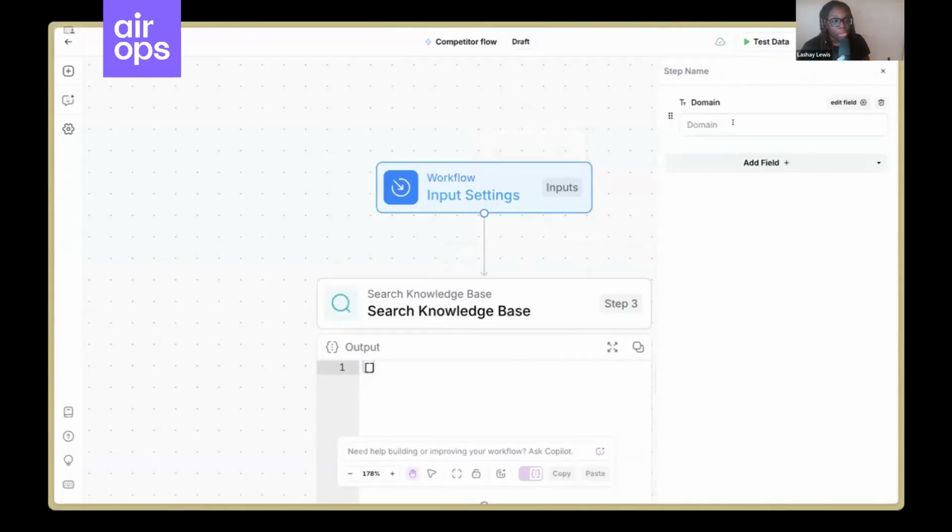So you put in a target domain. This would be the domain of one of your competitors. Ideally, a direct competitor, meaning they sit in the same category. You have the same feature set. You serve the same target audience. So you'd put the domain in here and then you would run it.